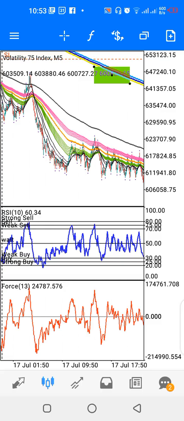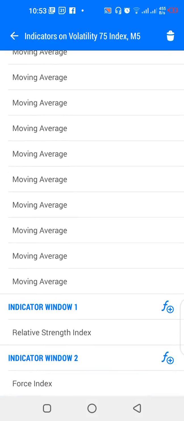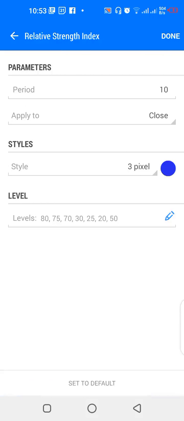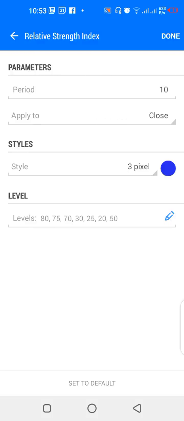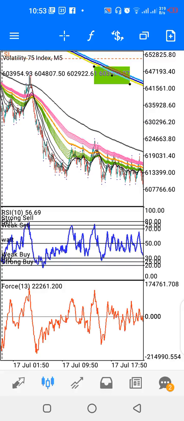For indicator window one, let's look at the parameters. For indicator window one, we have the relative strength index. The period is 10, apply to close, color is blue. Let's look at the levels. We have 80, 75, 70, 30, 25, 20, 50. Okay, let's look at how it works on the chart.